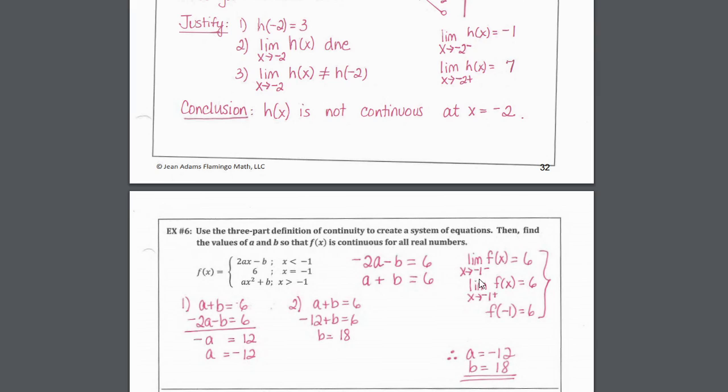Okay, this right here further serves to explain that the limit from the left-hand side needs to approach 6. The right-hand limit also needs to approach 6 because f of negative 1 is 6. We need all pieces to connect. Okay, so this serves as an additional justification of our work.